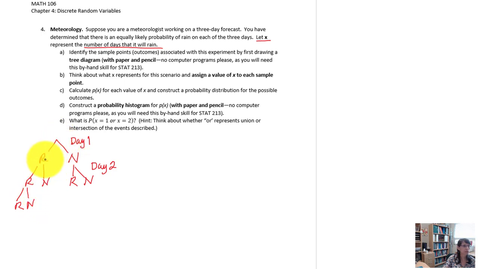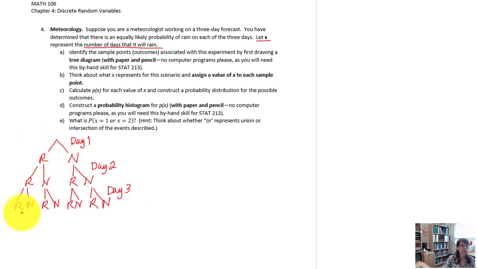Following the next branch, it could rain the first day, it could not rain the second day, but then on the third day it could either rain or not rain. And as you can see, to follow the branches for no rain on the first day, rain on the second day, again, 2 outcomes, either rain or not rain, could occur. With the last branch, we could have no rain day 1, no rain day 2, but then it could rain the third day or it could not rain on the third day. So this last row of branching represents day 3.